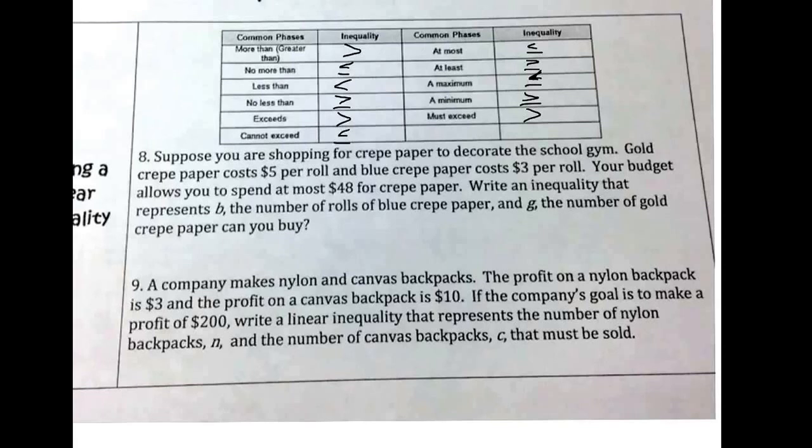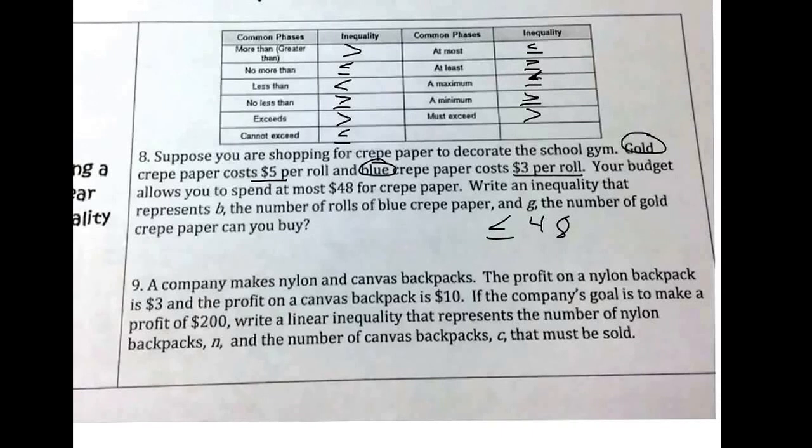Okay? All right. 8 and 9 have us read some problems and work through and write some inequalities out. So it says, suppose you're shopping for crepe paper to decorate the school gym. Gold crepe paper costs $5 per roll and blue costs $3 per roll. So that's important. 5 goes with gold, 3 goes with blue. Your budget allows you to spend at most $48. So that means we're spending less than or equal to $48.